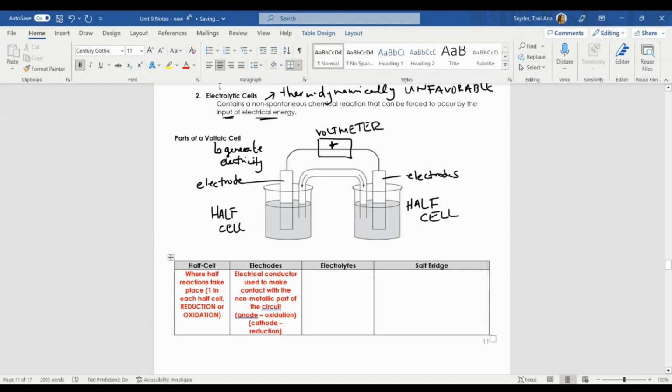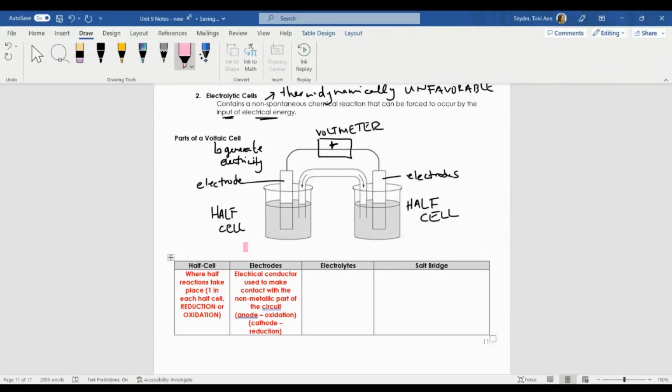I literally always remember which one is which, because if I look, anode starts with a vowel, and so does oxidation. So oxidation occurs at the anode. And cathode and reduction both start with not vowels, okay? So oxidation always occurs at the anode. That's literally how I remember it. I can't really label anode and cathode here because we're just drawing a very generic voltaic cell for now. So we'll label that in a little bit.